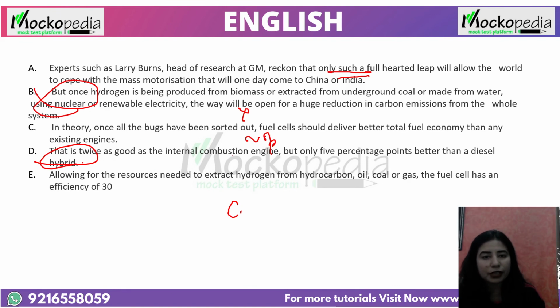As good as the internal combustion, but only 5 percentage points better than a diesel hybrid. Now, allowing for the resources needed to extract hydrogen from hydrocarbon oil, the fuel cell has an efficiency of 30. So efficiency, this is twice as good. So you can very easily come to the conclusion that E and D will be a mandatory pair because the numbers have been presented. Now the contrast, but once hydrogen is produced, right?